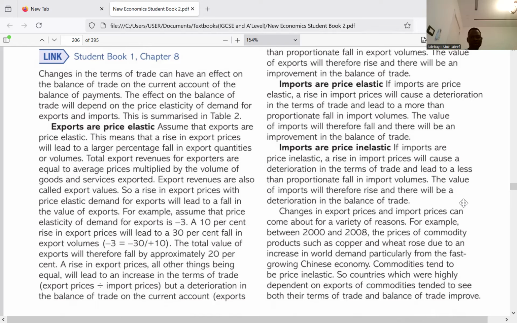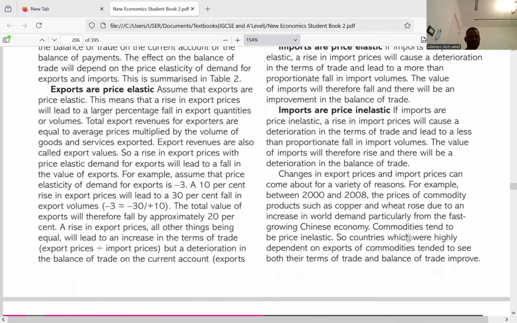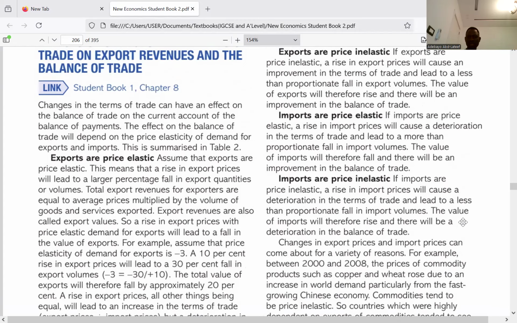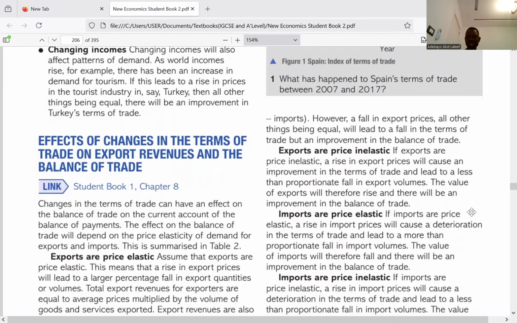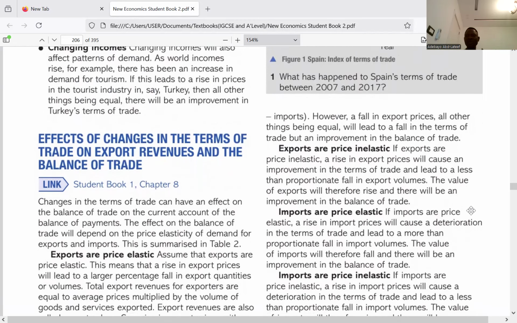For example, assume that the price elasticity of demand for exports is -3, that is, elastic. A 10% rise in export prices will lead to a 30% fall in export volumes. So the total value of exports will therefore fall by approximately 20%. A rise in export prices, all other things being equal, will lead to an increase in the terms of trade, that is export prices divided by import prices, but a deterioration in the balance of trade on the current account, as exports minus imports. However, a fall in export prices, all other things being equal, will lead to a fall in the terms of trade, but an improvement in the balance of trade.